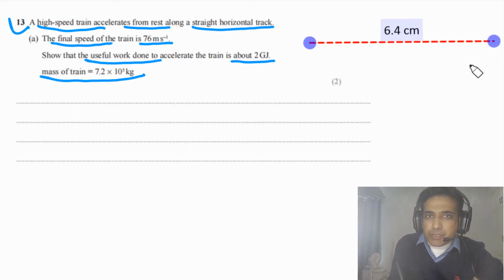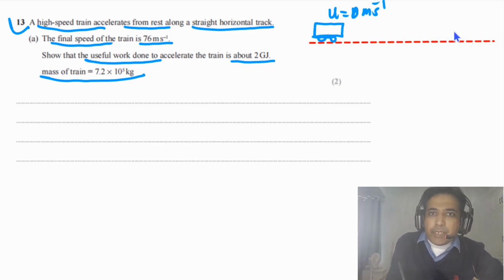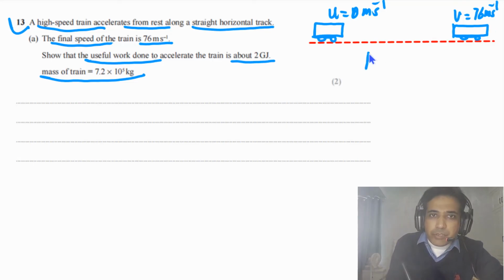In this case, we have a train, and this train started from rest. So the u for the train is equal to 0 meters per second, and the final speed of the train is equal to 76 meters per second. So in this case, the useful work done on this train will be equal to the change in kinetic energy of the train.